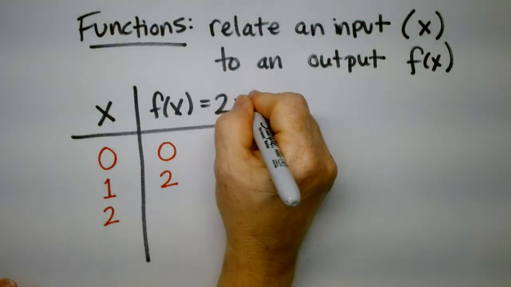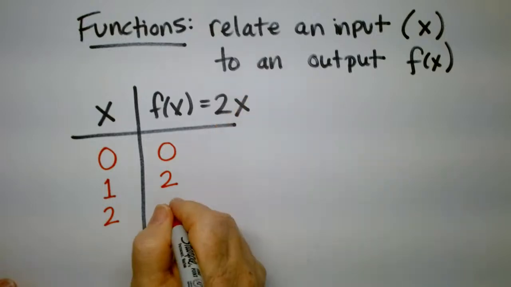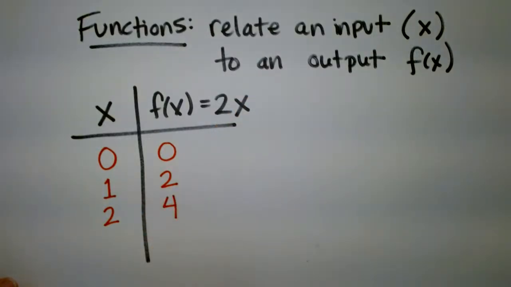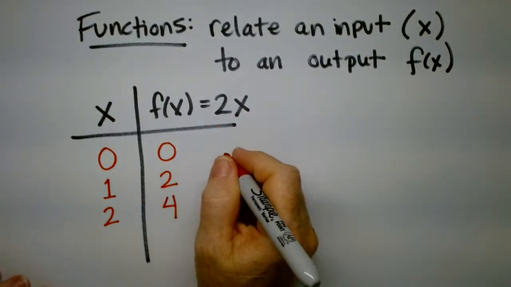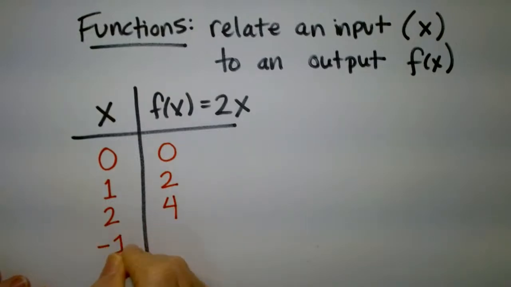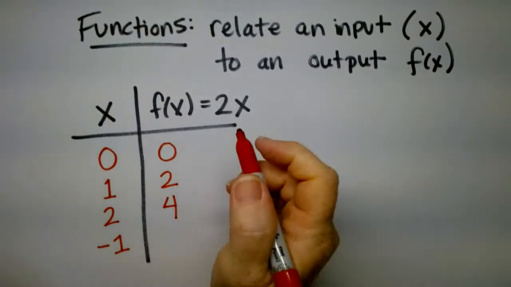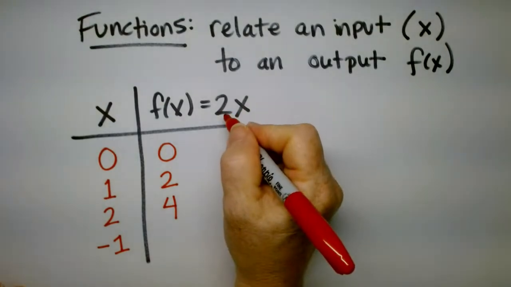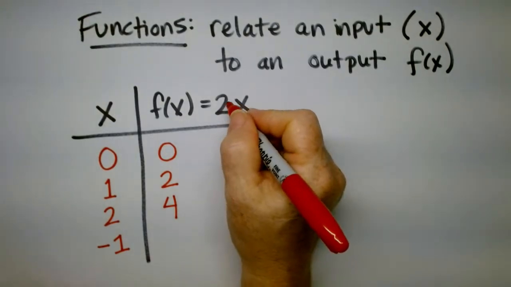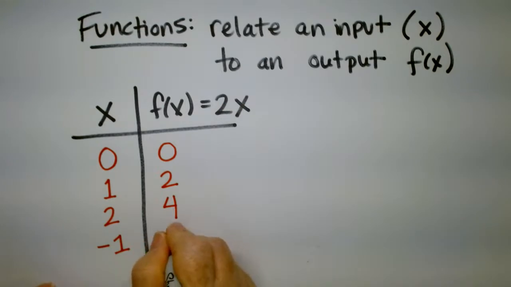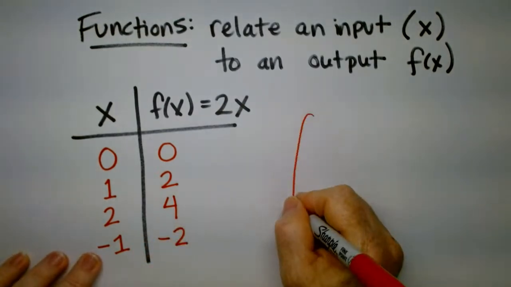Okay, so I'll put a 2 over here. 2 times 2 is 4. You kind of seeing how this goes? All right, what if I put in a negative 1? Will it work? Or will it break our little machine? Okay, so if I put a negative 1, what happens? 2 times negative 1 is a minus 2. So what are we doing?